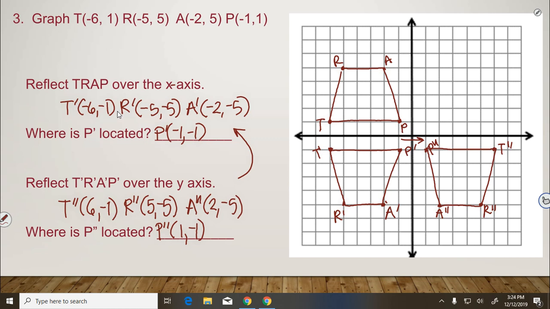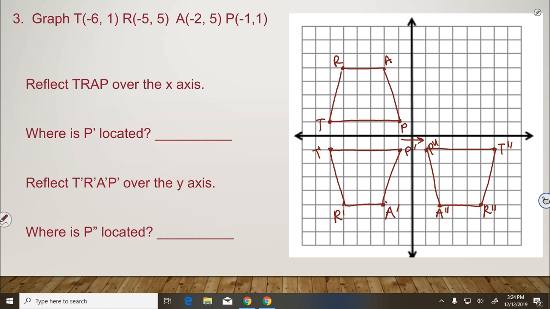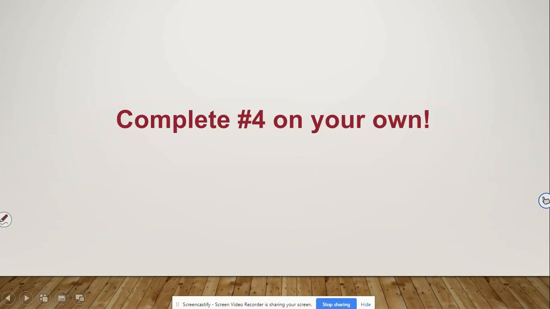All right, so hopefully you're understanding what a reflection is. It's really not that hard. You're just finding the mirror image over the line that they're asking you to reflect it over. Complete number 4 on your own.